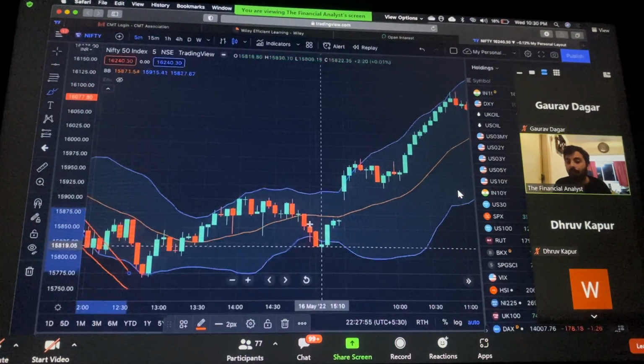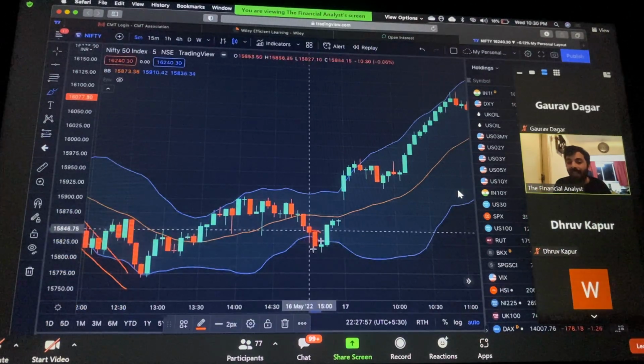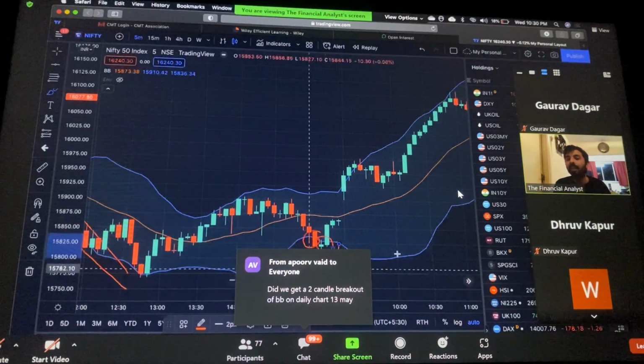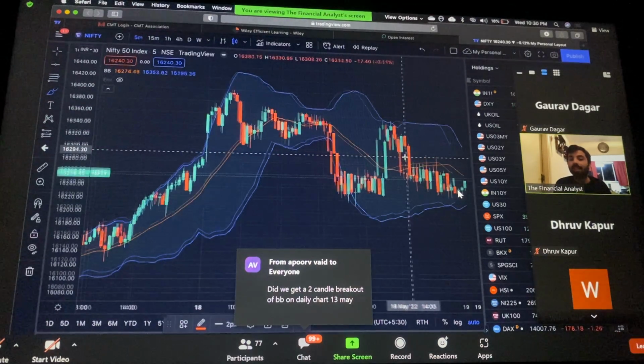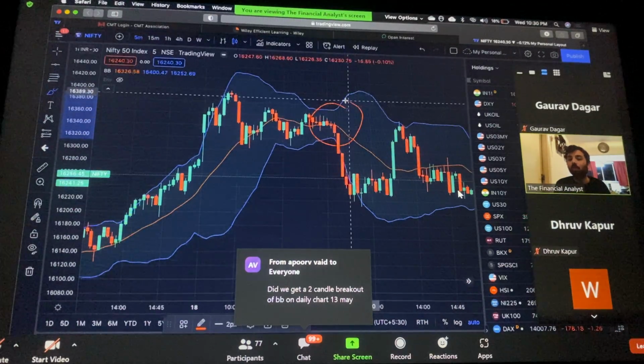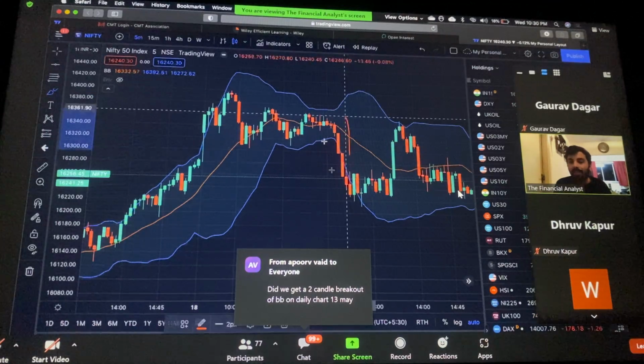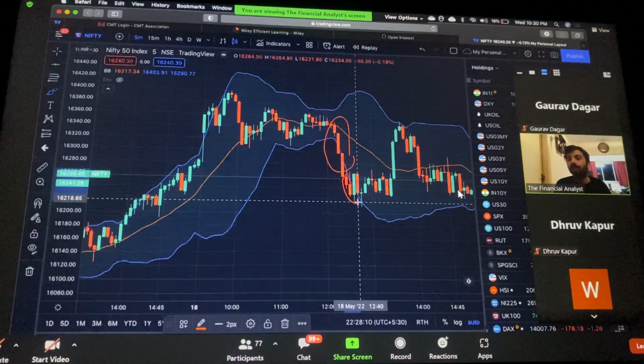Look here, the best example of reversals. One candle down, one candle green. It will be a reversal. It will not work out. You can see today's chart also. Bollinger band squeezed, two candles downside, and then the Bollinger band walk happened.